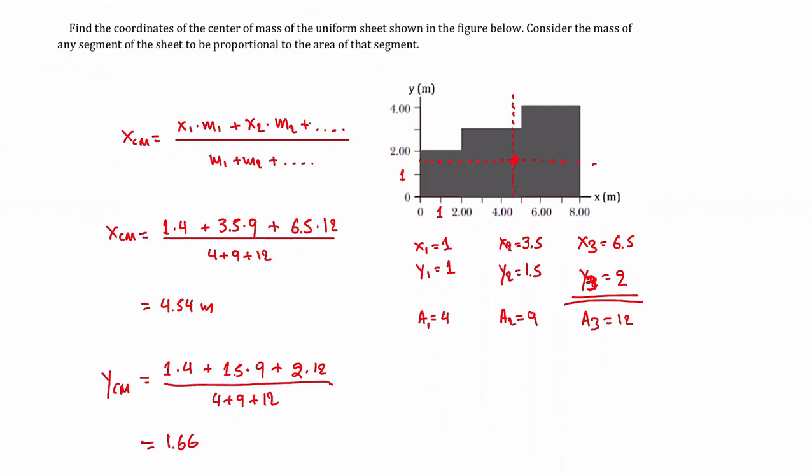So the coordinates of the center of mass are 4.54, 1.66, which makes sense. The center of mass should be under y equal to 2, because there is more mass on the bottom half of this shape, and the center of mass should be on the right side of 4, because there is more mass on the right side of the shape. So I believe that our calculations are correct.